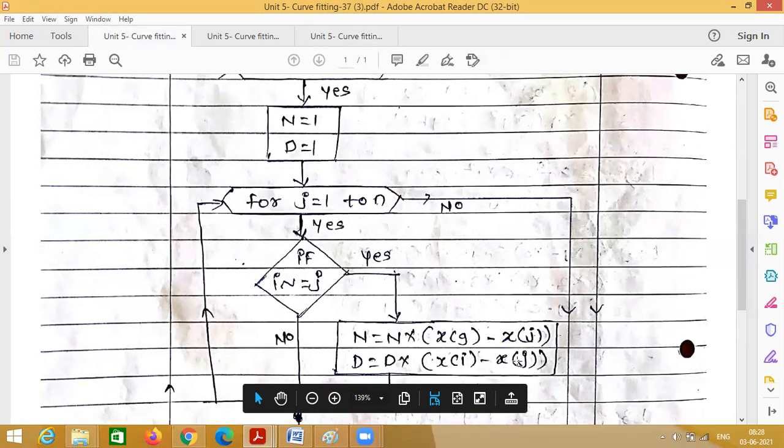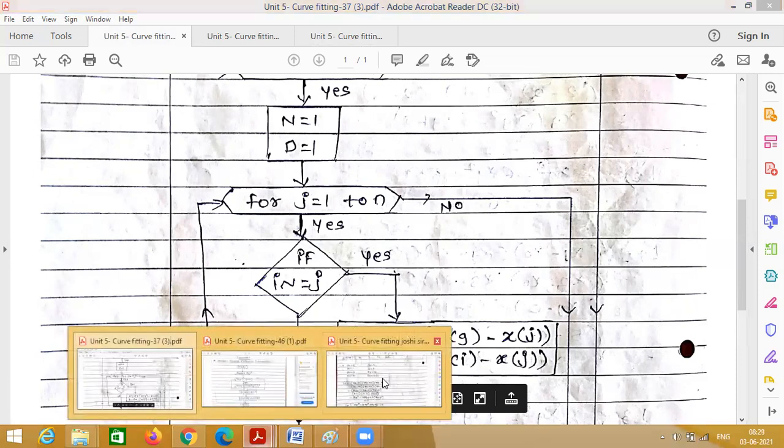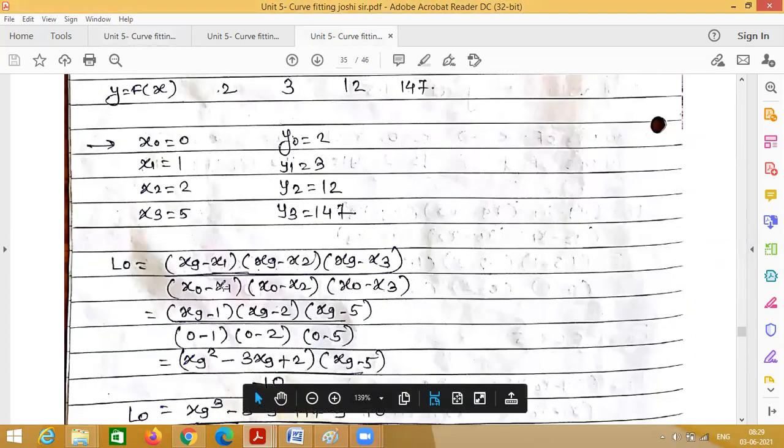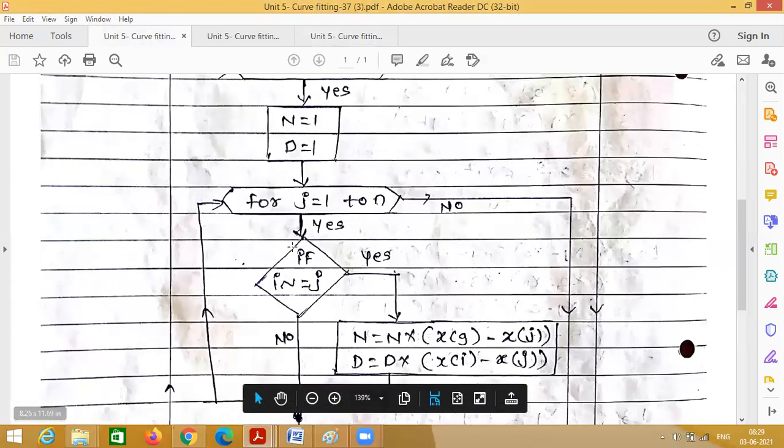So x1 minus what is the value of j? 1. So x1 minus x1. So it becomes 0. So this condition should not be true, because if we are taking here x1 minus x1, it becomes 0 and you will get the infinite solution. So to avoid this conflict, we have taken this condition: i and j value should not be same.